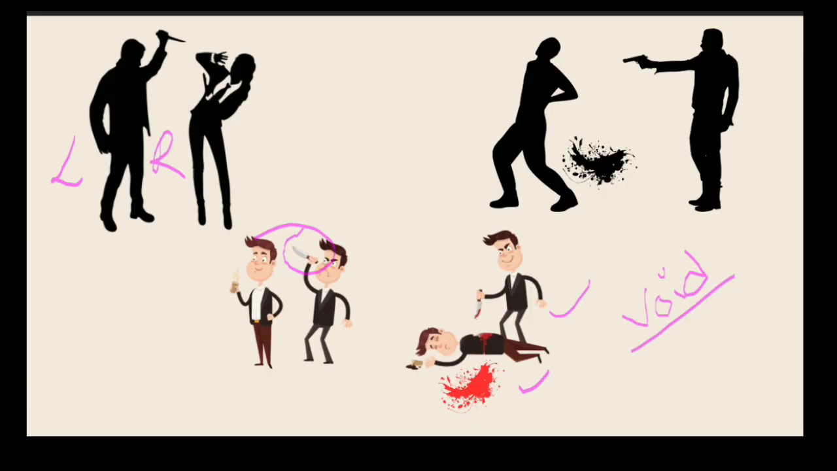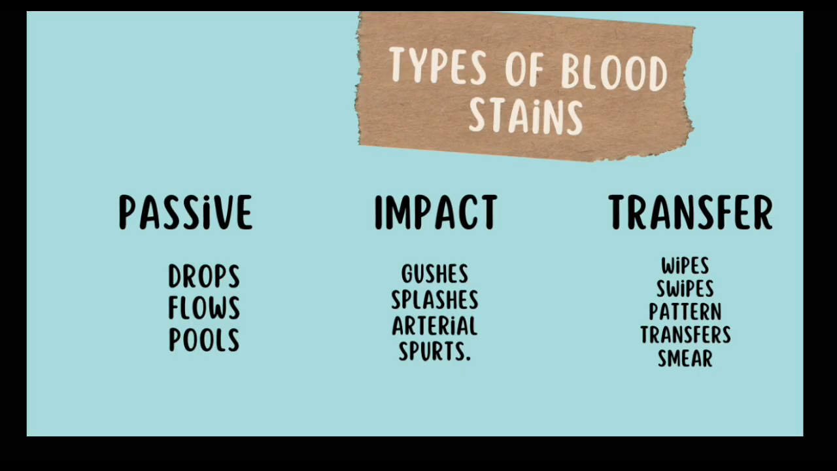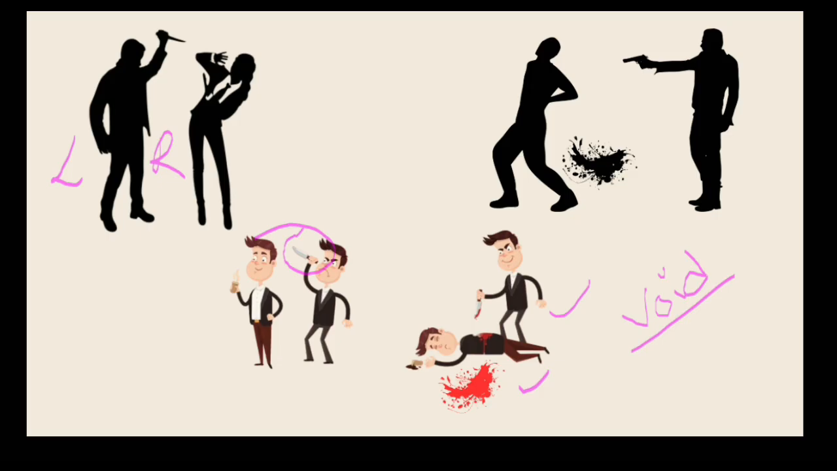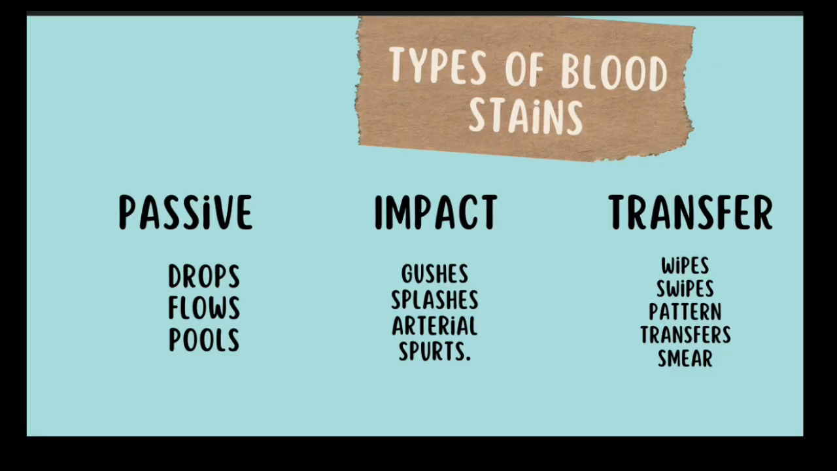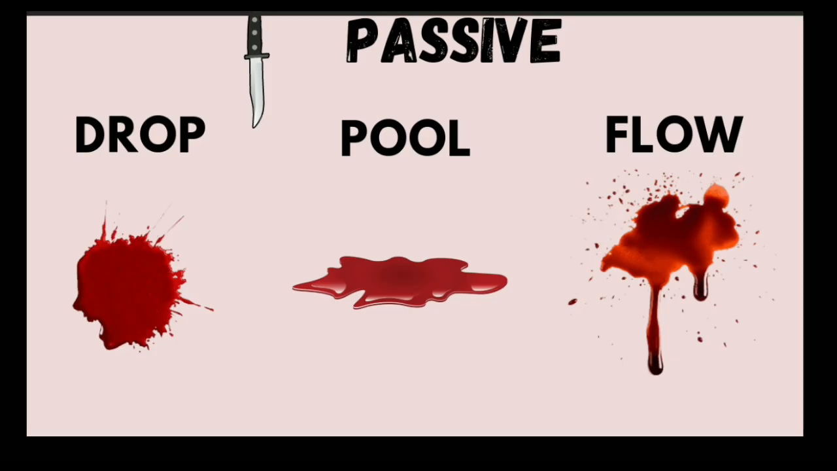Here are some types of bloodstains that can be observed at the crime scene. First is passive, second is impact, and then we have transfer bloodstain. Passive bloodstain: drop, pool, flow. These are the three subtypes of this category. In drop, a simple blood drop will be obtained from the crime scene, and the number of blood drops may vary. It could either be a single droplet or multiple droplets.